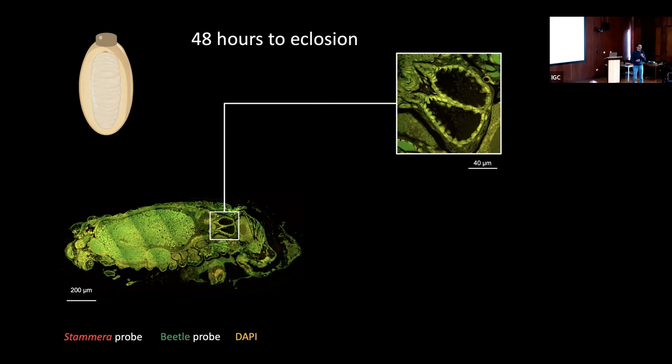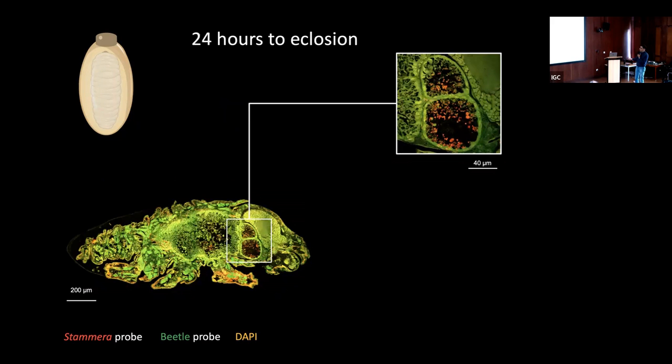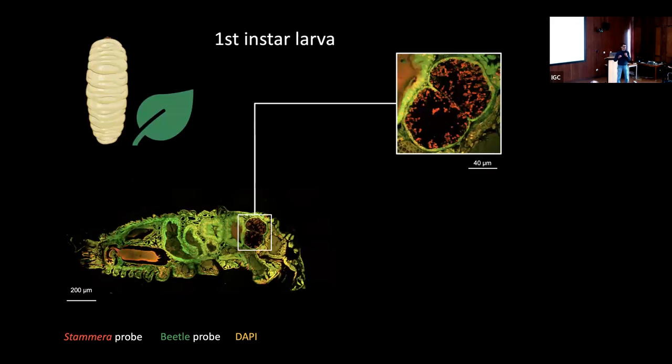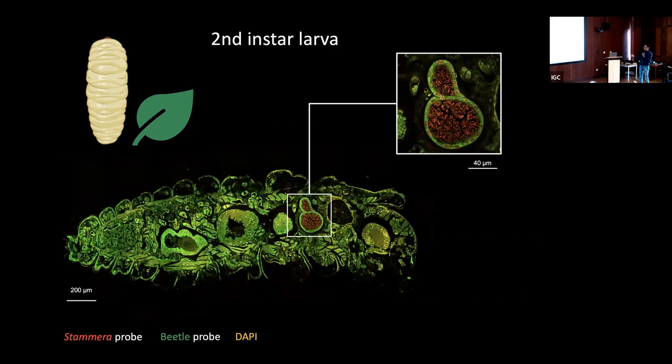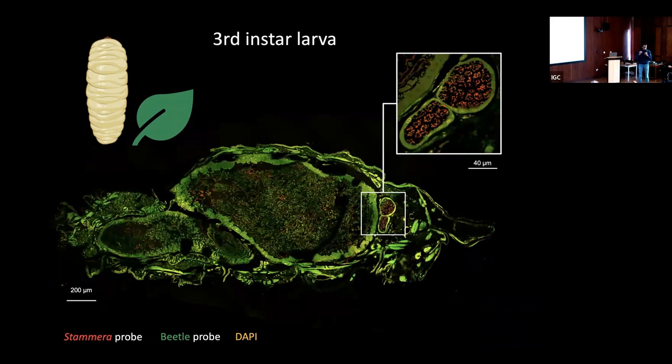And then 24 hours later, so 24 hours prior to eclosion, you find that Stammera colonizes these symbiotic organs. And what's quite important to highlight is that this colonization precedes eclosion. And this is important because Stammera needs to function immediately in facilitating the herbivorous lifestyle of this beetle. I mean, it hatches and immediately starts consuming leaves. And what we notice is that as the larva gets bigger and bigger, the size of the symbiotic organ is largely conserved, and the symbiont titers within these symbiotic organs is somewhat stable at the larval stage.